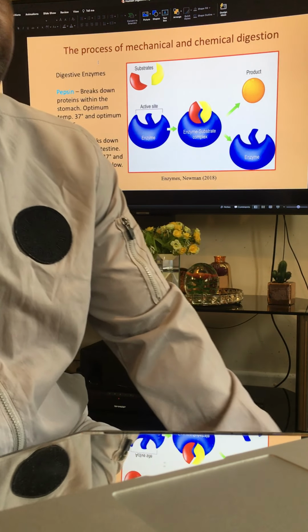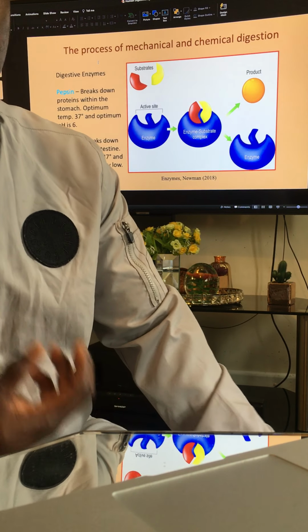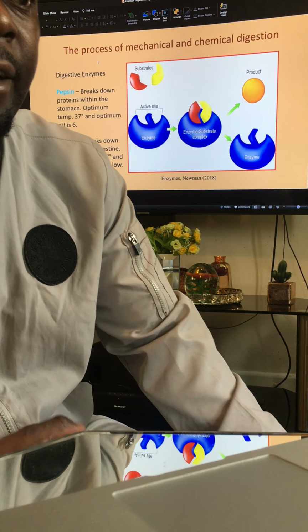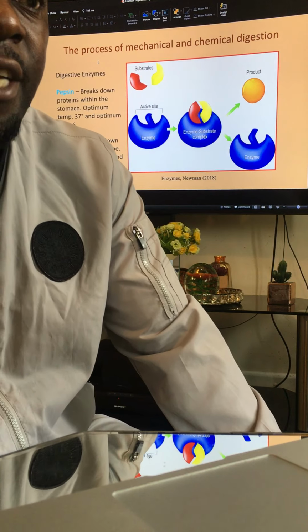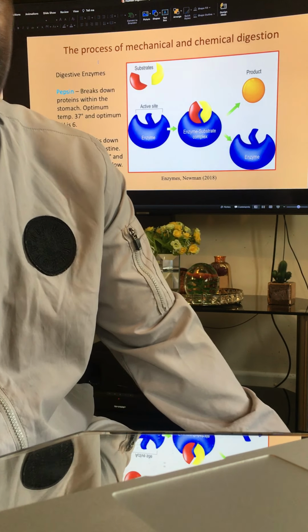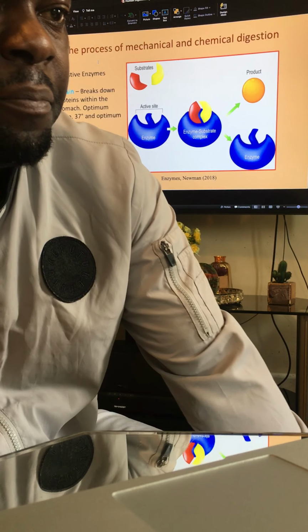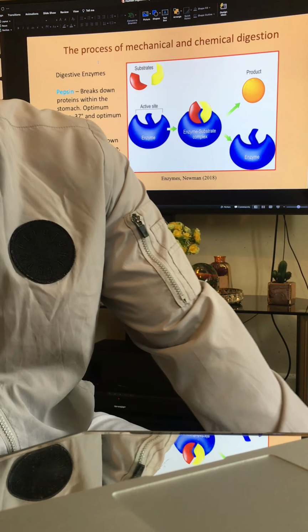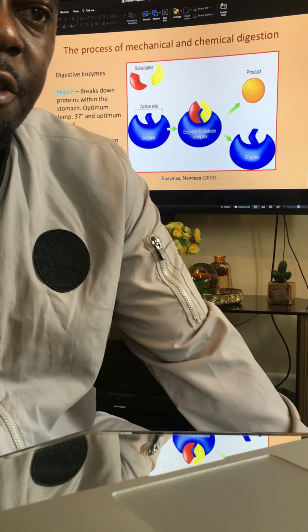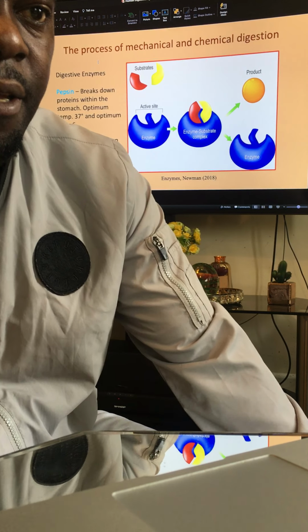Pepsin. Pepsin breaks down protein within the stomach. Once protein has been broken down into smaller proteins, known as polypeptides, they are ready for absorption in the small intestine. The optimum temperature of pepsin is 37 degrees and the optimal pH is very low, or acidic.